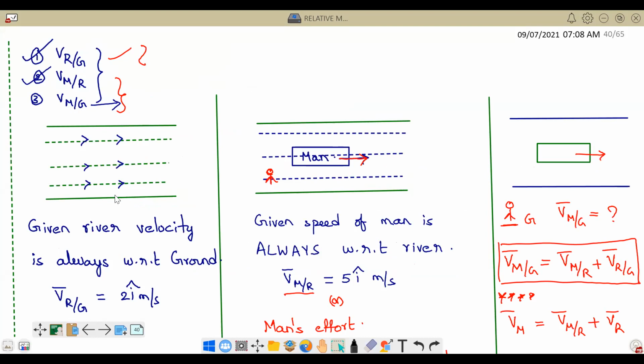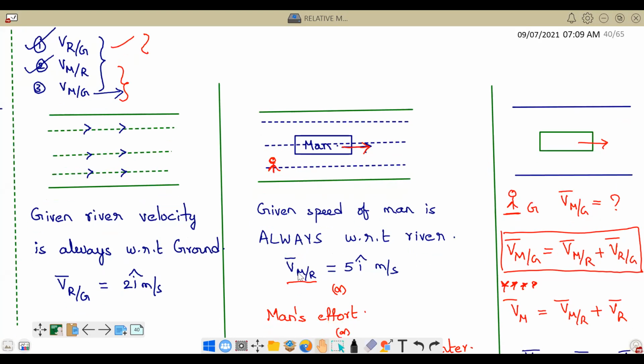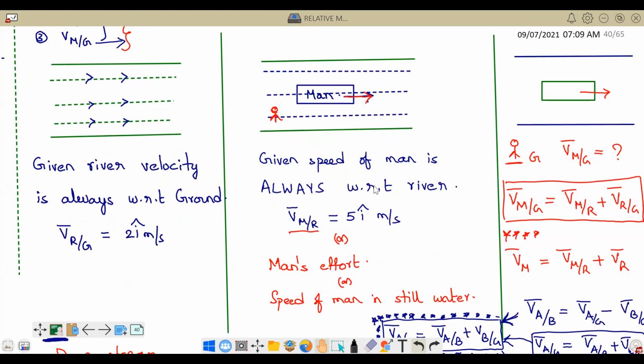The first term is river velocity, which they'll mention in the problem as the river flowing with some velocity. That means it is always with respect to ground. Next they'll give the speed of the man swimming in the river, say 5 meters per second. It means that it is with respect to river. In some problems, it can also be given as man's effort is 5 meters per second, or speed of man in still water is 5 meters per second. All these three have the same meaning, that is velocity of man with respect to river.